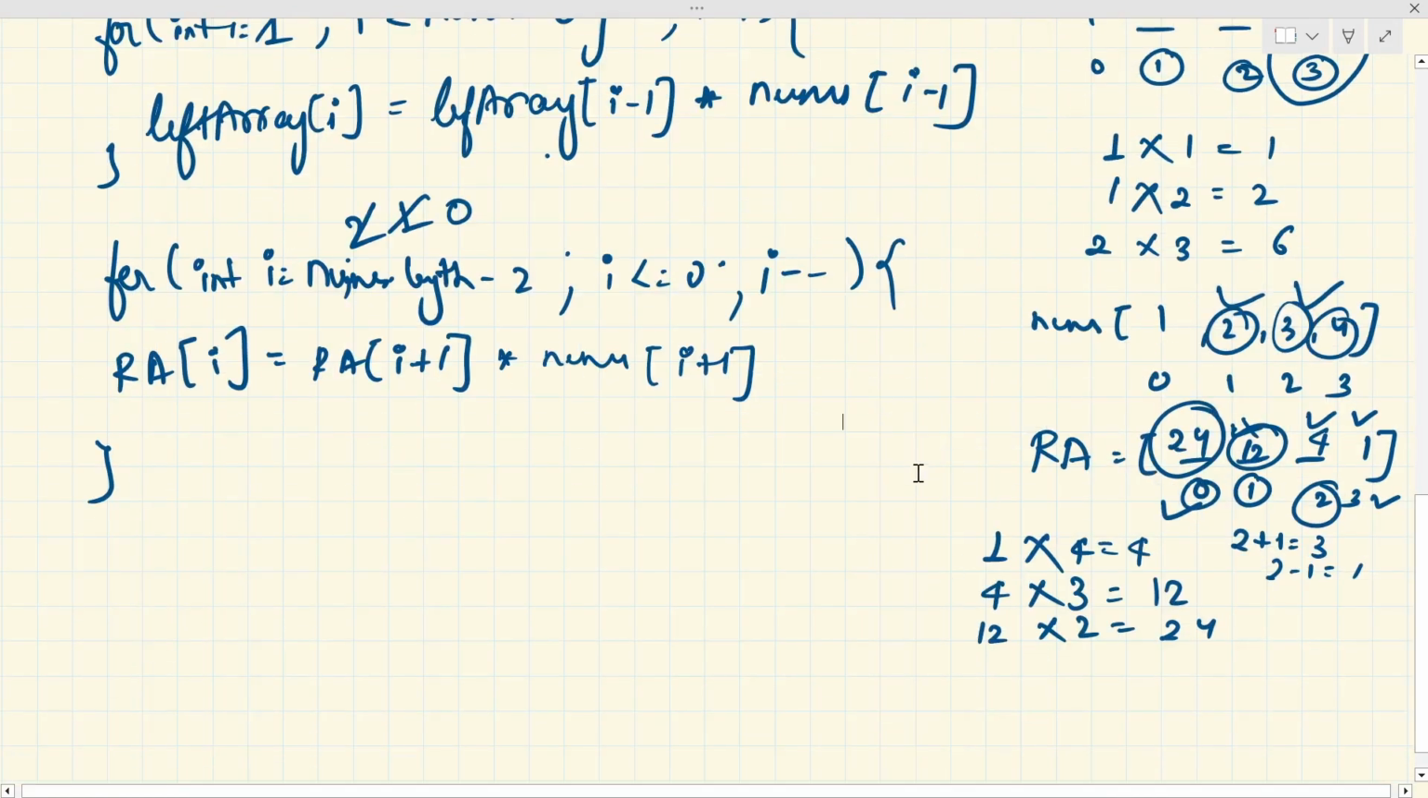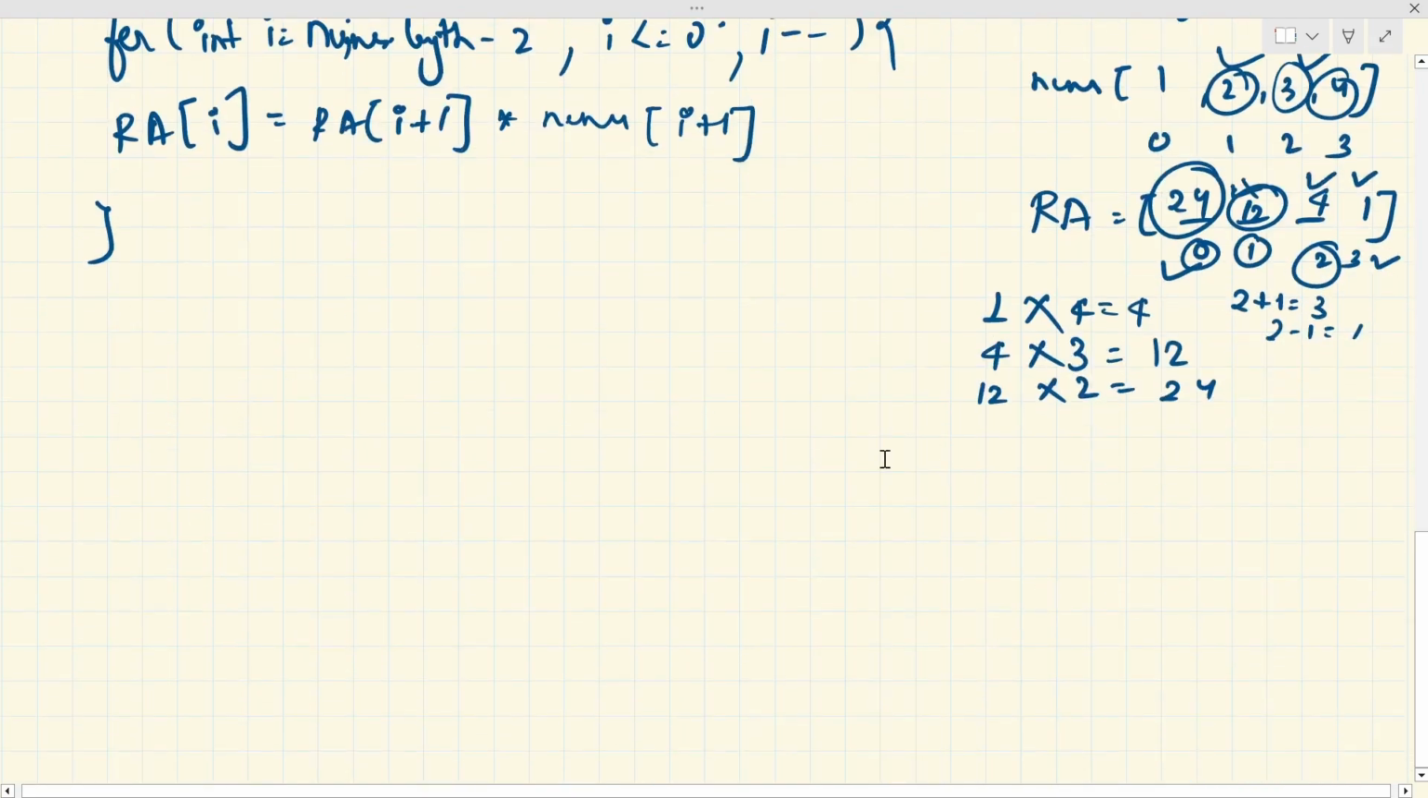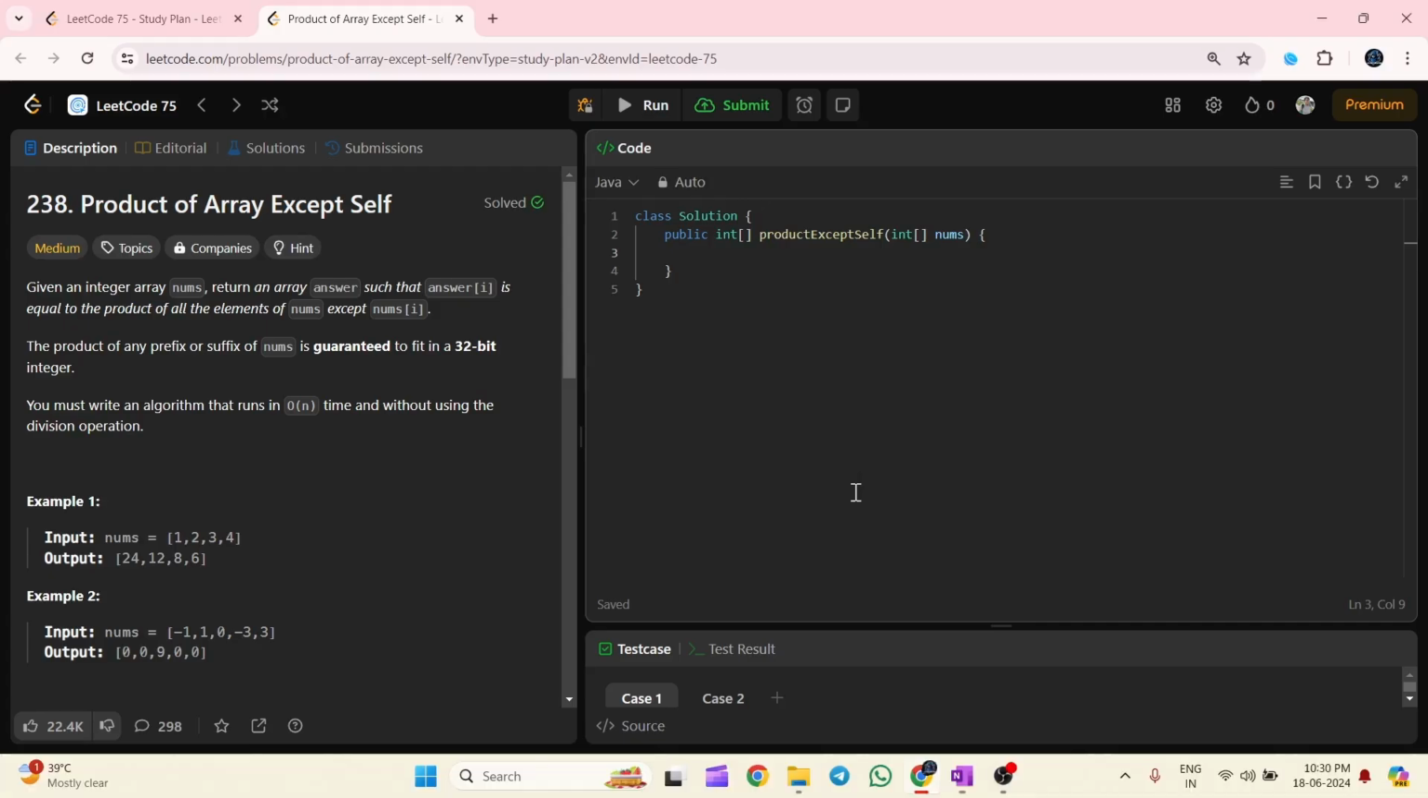So we are going to solve this question. Okay, so we understand the whole logic of how we are going to solve this question with the help of arrays. Now it's time to solve the question. Now let's see how we can solve this question with the approach which we just discussed.